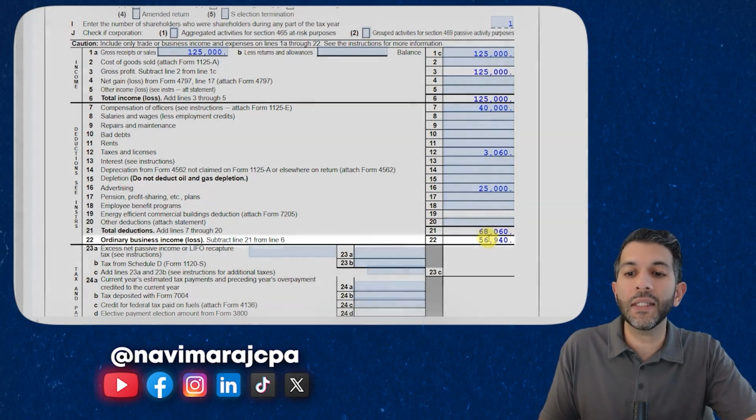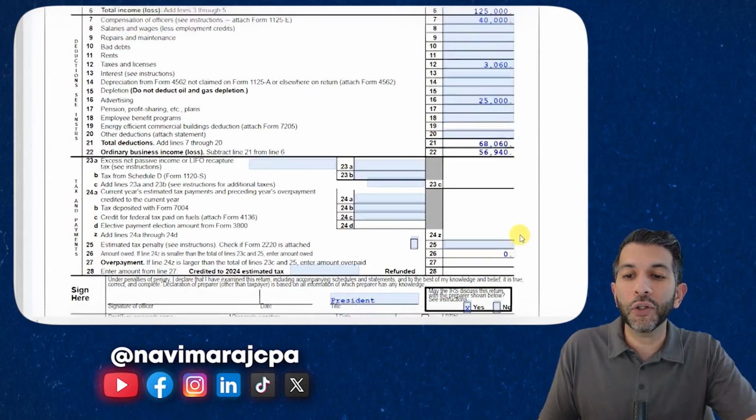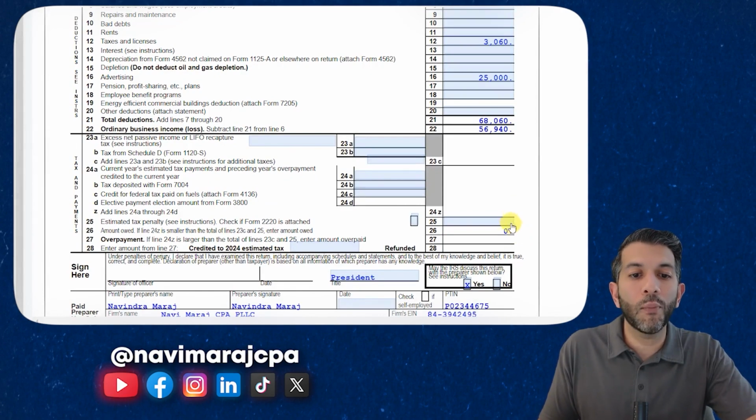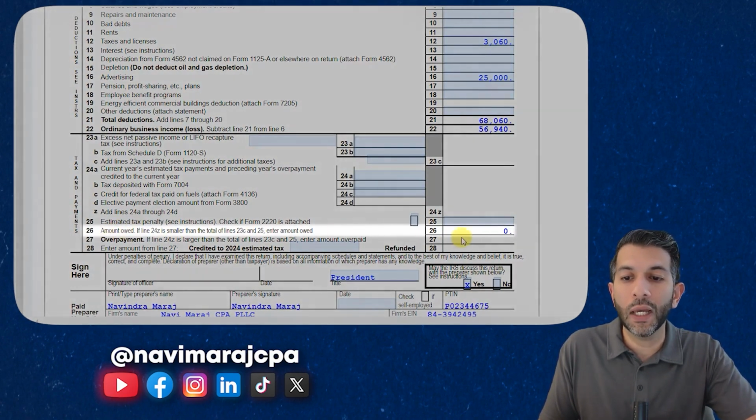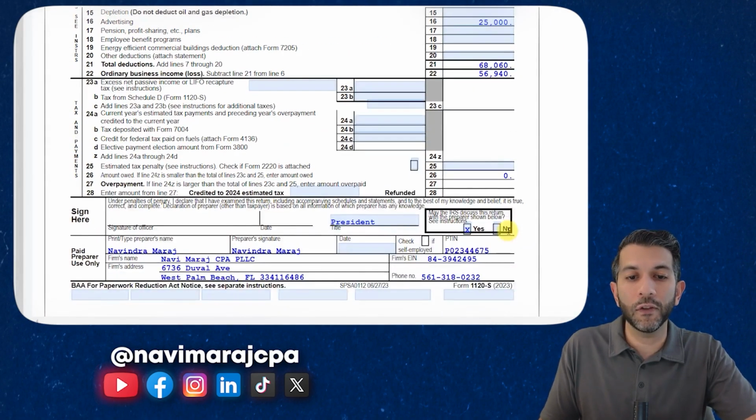Leaving us with business income, that's on line 22 here, of $56,940. Like I said a moment ago, you do not have to pay any tax. Line 26, amount owed, $0. We don't have to pay any tax at the S Corp level.